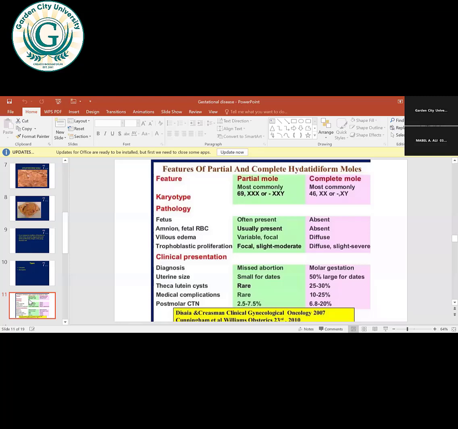And we have karyotype. Most commonly 69 XXX or XXY. That's the partial. Then with the complete, we have most commonly 46 XX or XY. What do you mean by XX or XY?